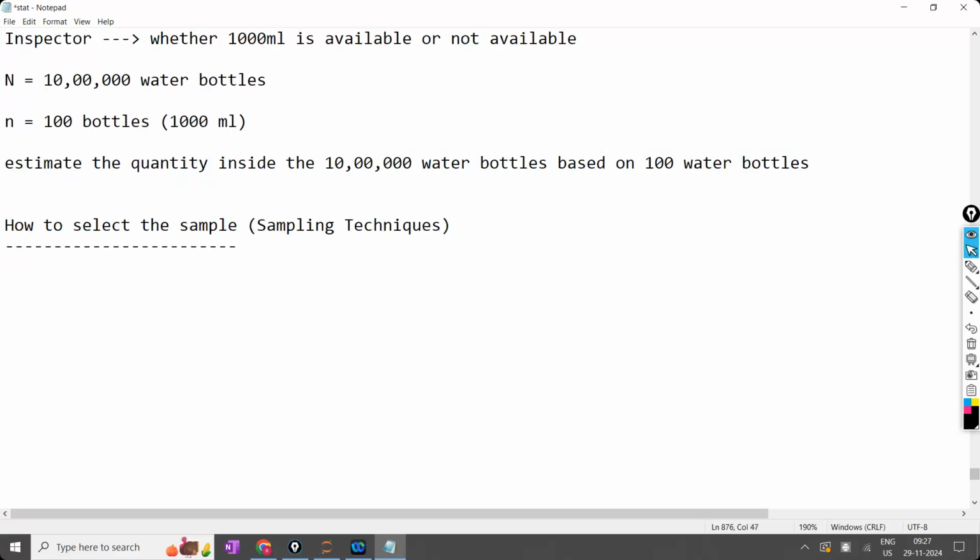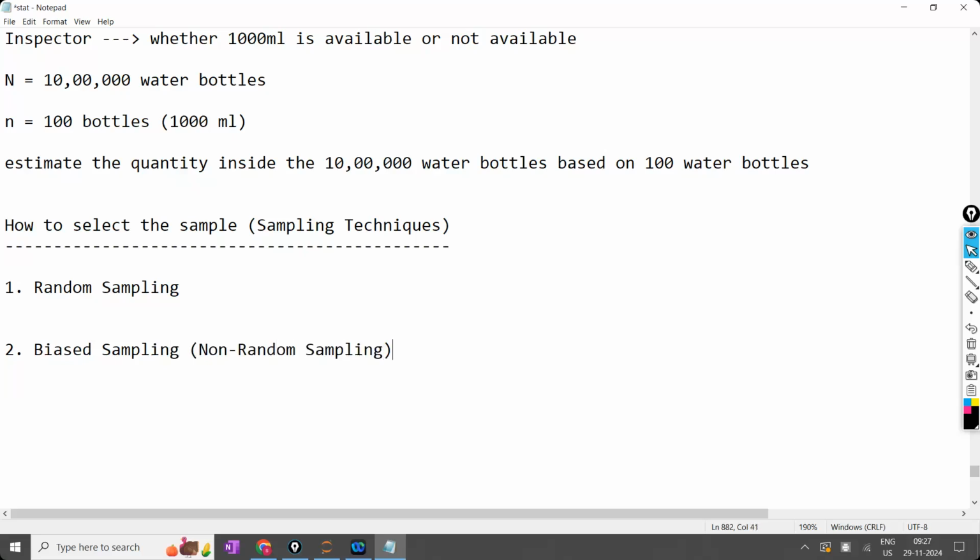We have different types of sampling techniques. How do we select the various samples? Basically, there are two types of sampling technique. One is called random sampling. The second one is called biased sampling, or uneven, non-random sampling. Biased sampling is also called non-random sampling. These are basically the two techniques: random sampling and non-random sampling.